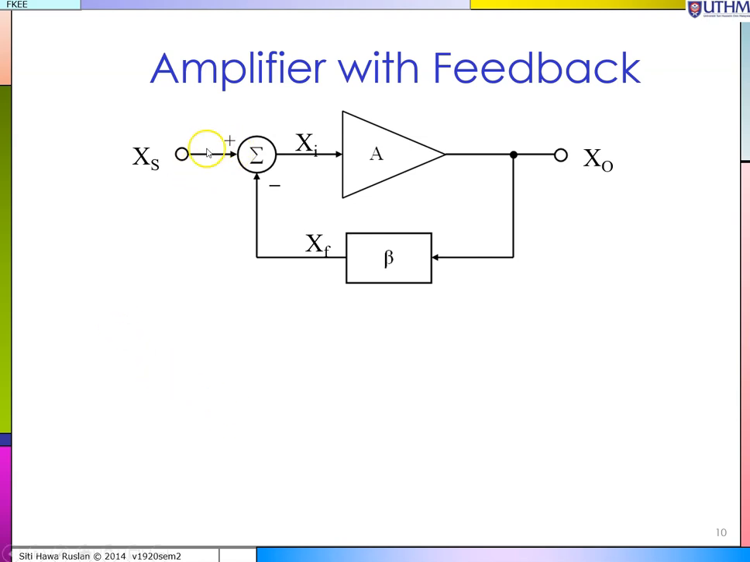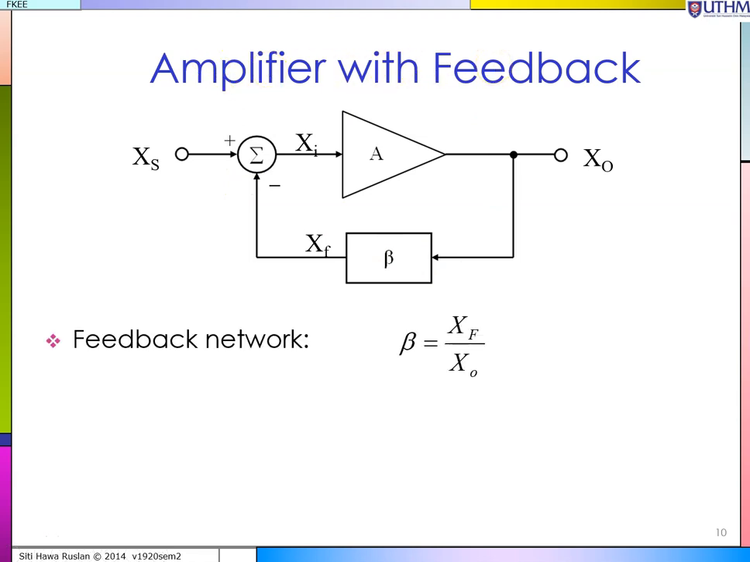Now instead of connecting XS directly to the amplifier, we take the output of the amplifier and send it back to the feedback network beta. We have the feedback signal over here, and we mix this feedback signal with the source signal. There is an out of phase relationship between the source signal and the feedback signal. We sum them, and this will be the input to the amplifier. So this is a closed loop system, or we call it an amplifier with feedback.